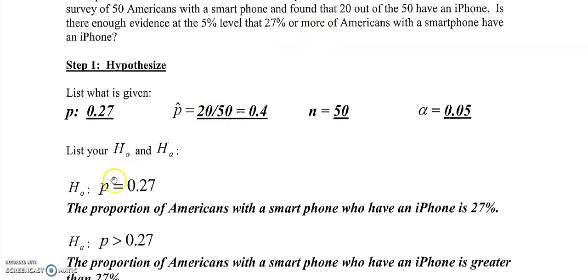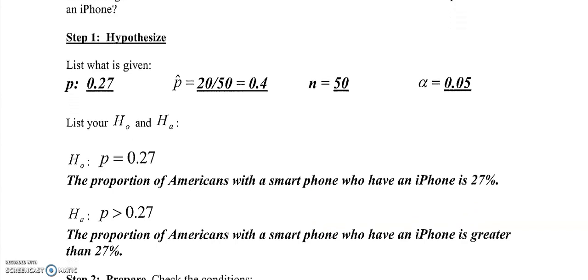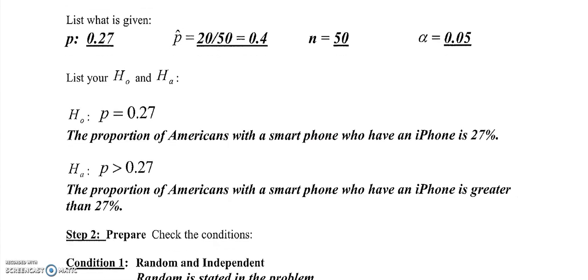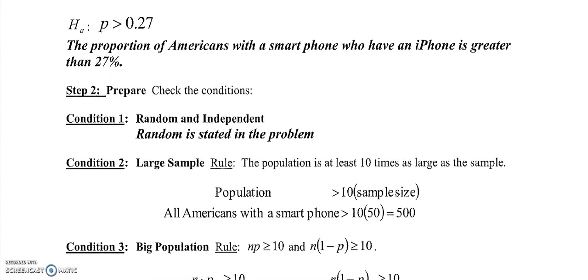And remember, H0 and HA use the same number, 0.27. H0 is P equals 0.27. HA is P is greater than 0.27. So HA, our alternative hypothesis, is the proportion of Americans with a smartphone who have an iPhone is greater than 27%. Next, we're going to check the conditions.